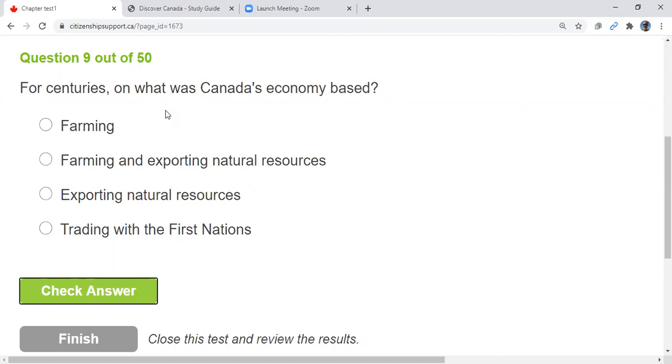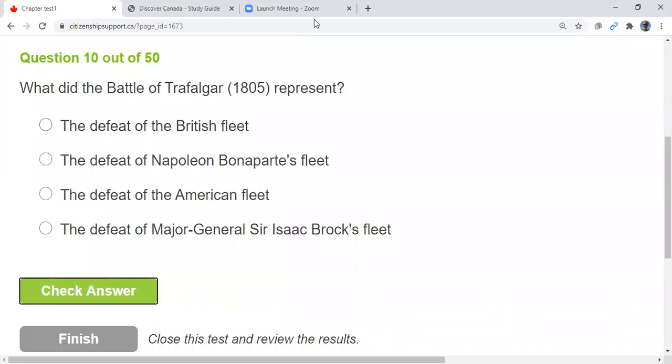And you're muted too, Rashid. I don't know if you know that. For centuries, what was Canada's economy based on? It's farming and exporting natural resources, trading with the First Nations. Very good. Very good. Okay, and that's the end. That's excellent.